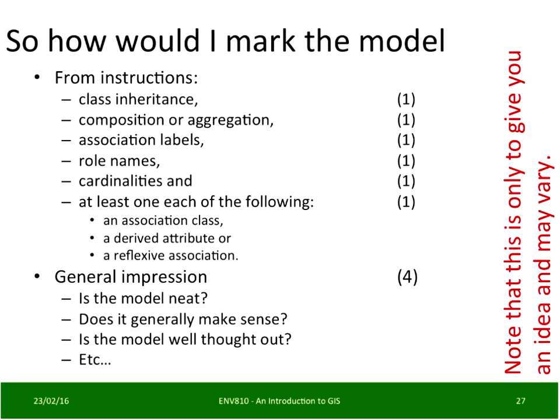Then another thing that I want to show you is how would I go about marking this. So from the instructions, but just please note that this will vary. It's just to give you an idea. In general, I would go about similar to this. From the instructions, we saw that we have class inheritance, you need to have a composition or aggregation, and association labels, role names, cardinalities, and at least one of the following. But then also usually we give some marks for the general impression of your model.